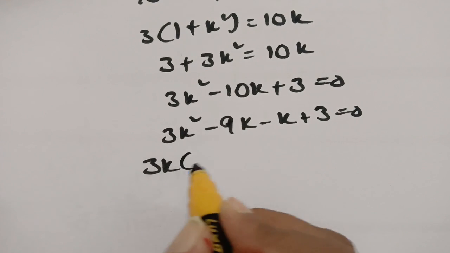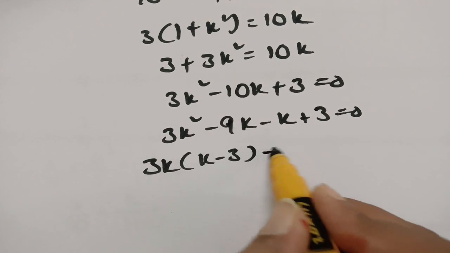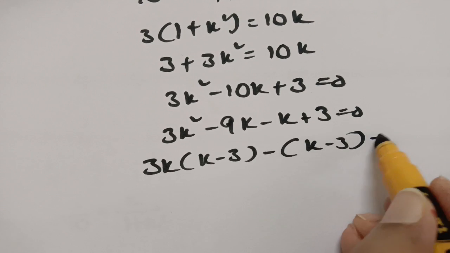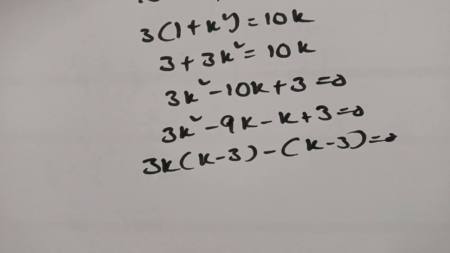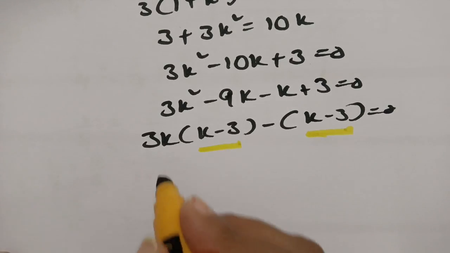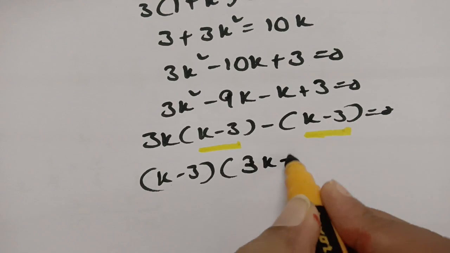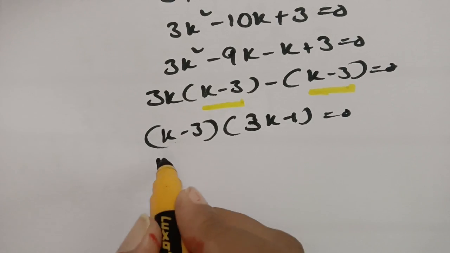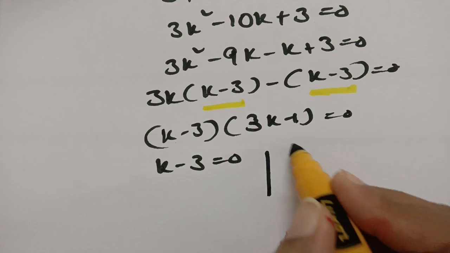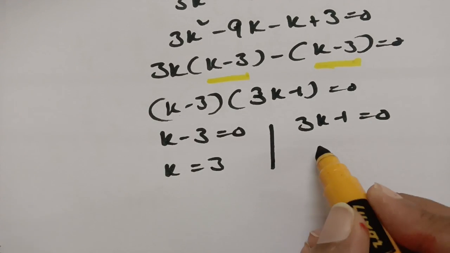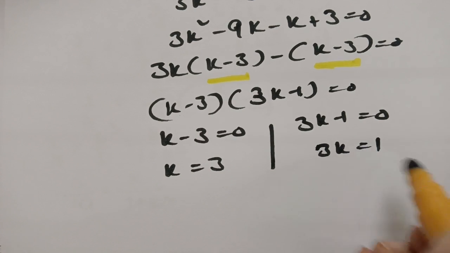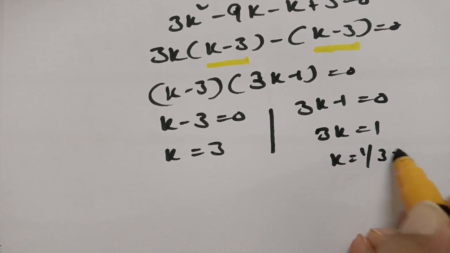So if I take 3k common, this will be k minus 3. If I take minus common, this will be k minus 3. So if I take k minus 3 common, then see, this will be k minus 3, and if I bring it outside, this will be 3k minus 1 is equal to 0. Then k minus 3 is equal to 0 and 3k minus 1 is equal to 0. Then k value is equal to 3, and here 3k is equal to 1, k is equal to 1 by 3.